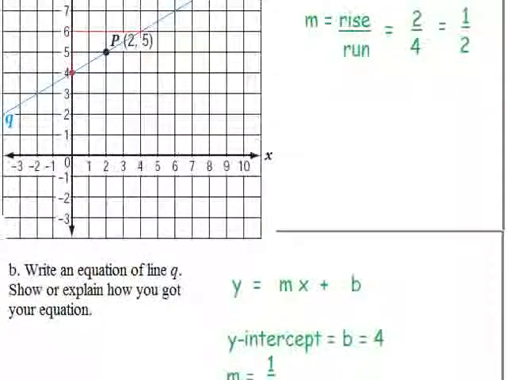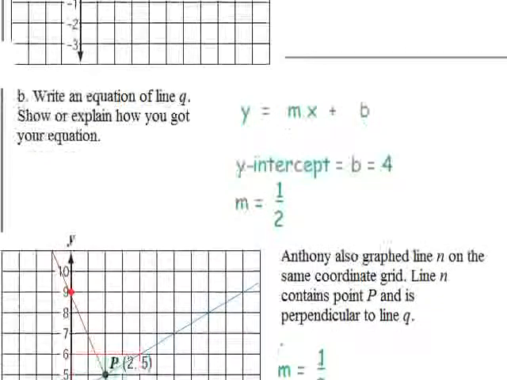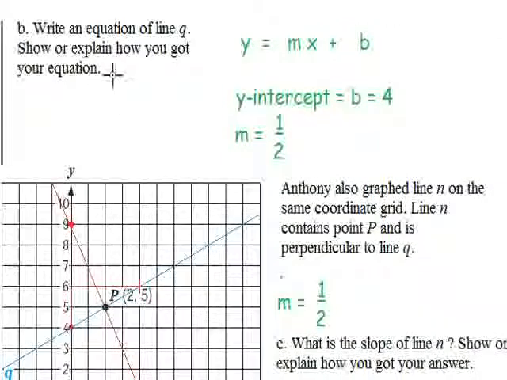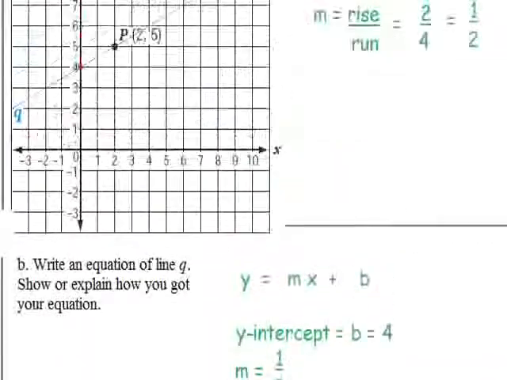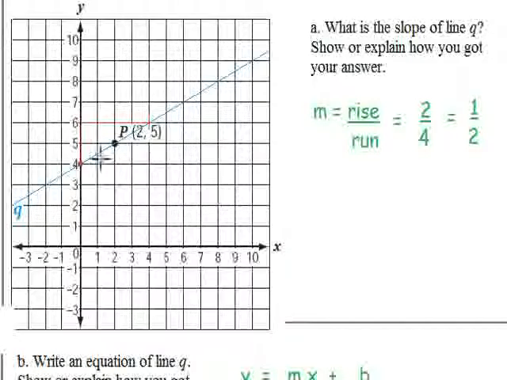So let's zoom back out, bring this back over, and come down. Part B says, write an equation of line Q and show or explain how you got your equation. Just recall that the slope-intercept form of a line is y = mx + b, where m is the slope and b is the y-intercept. From the graph you can tell, and they also tell you, that the y-intercept of line Q is the point (0, 4). So the y-intercept is just 4, and the slope we already figured out.